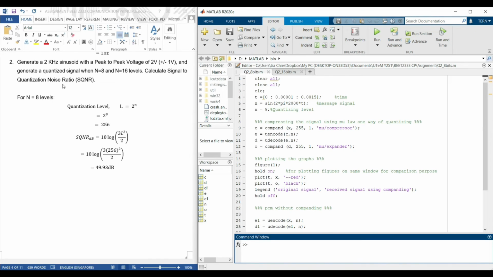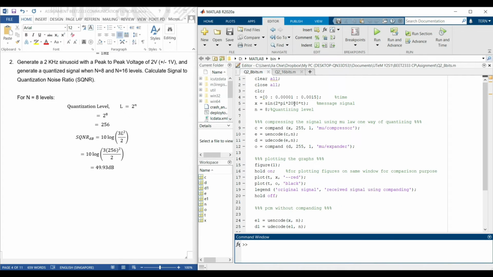In question 2, we will generate a 2 kHz sinusoid with peak-to-peak voltage of 2 volts and generate a quantized signal when n equals 8 and 16 levels. Then we will calculate the signal to quantization noise ratio, SQNR. So for n equals 8 levels, we first calculate the quantization level, that is L equals 2 to the power n. Then 2 to the power of 8 equals 256. Then we calculate the SQNR in dB, that is 10 log 3 L squared over 2. After calculating, we get 49.93 dB.